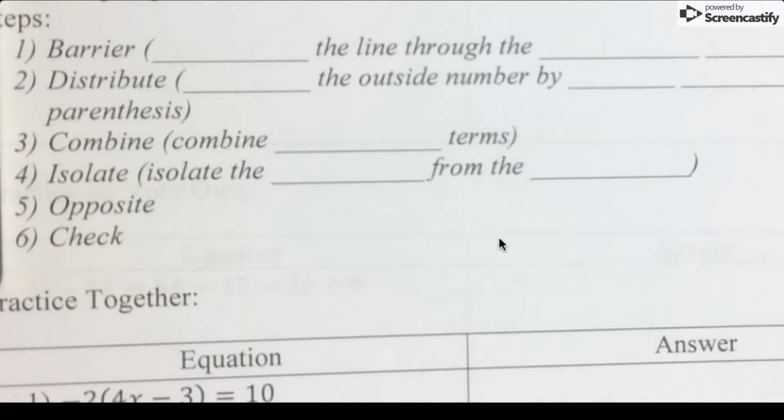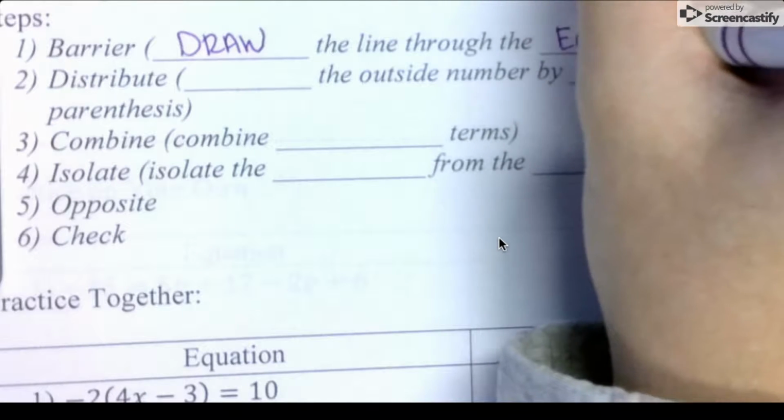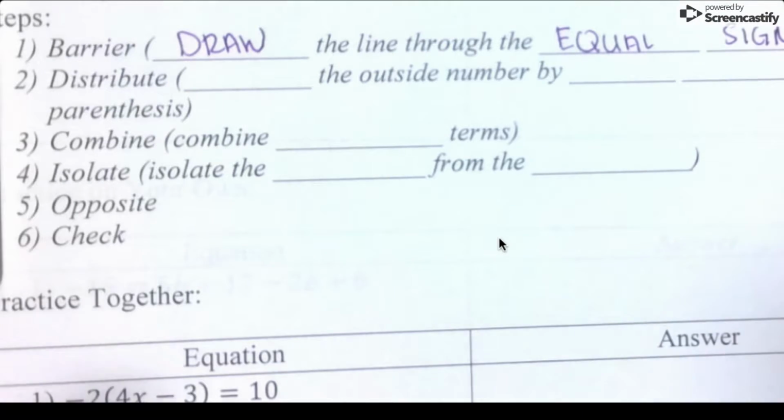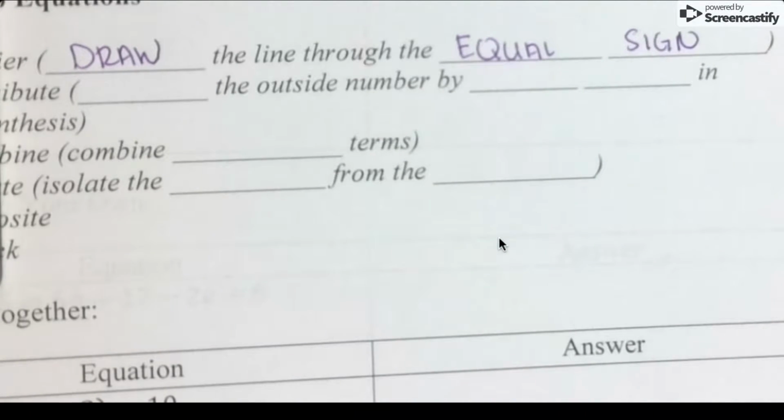So, barrier, we are going to draw the line through the equal sign. Draw the line through the equal sign. This is nothing different than what we have been doing. Draw that line, okay? This is where it now changes.